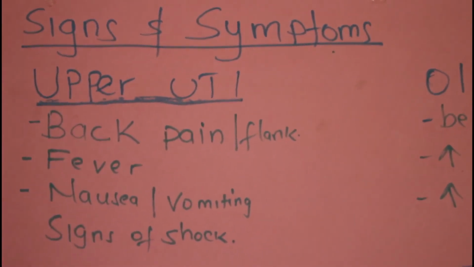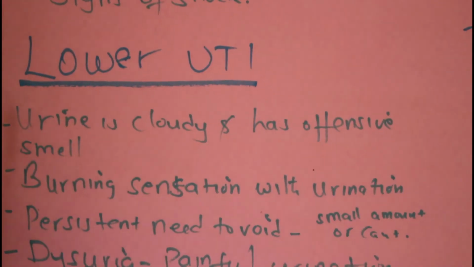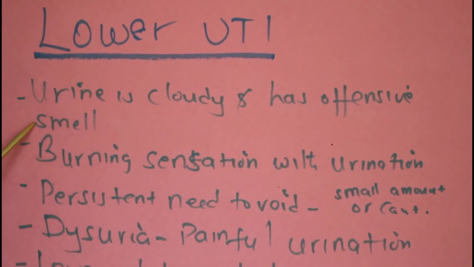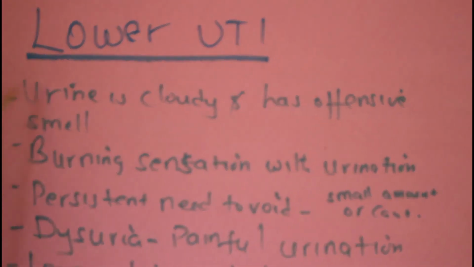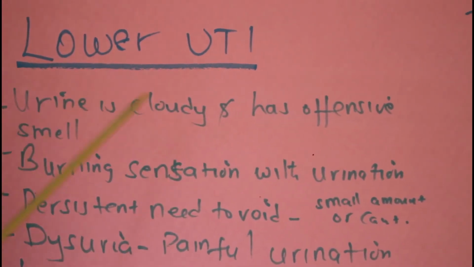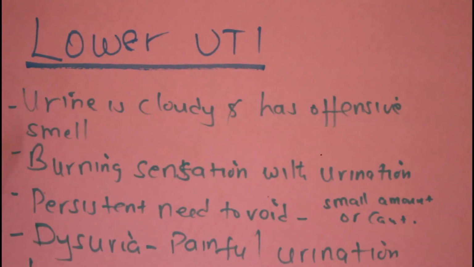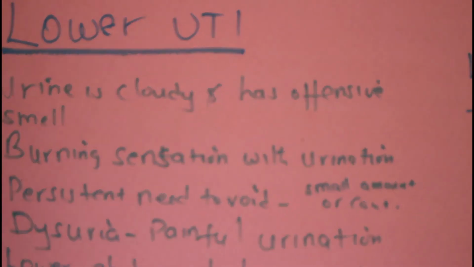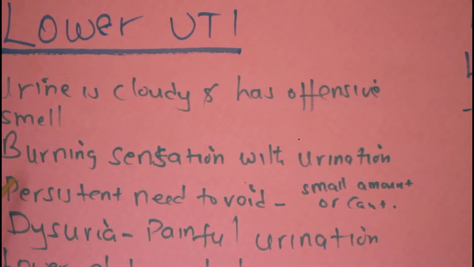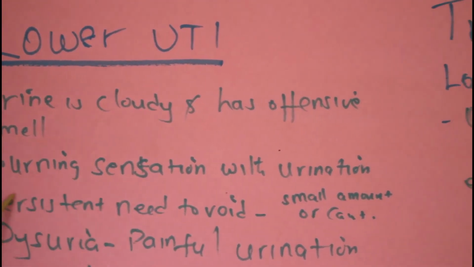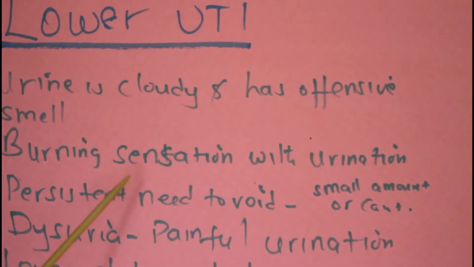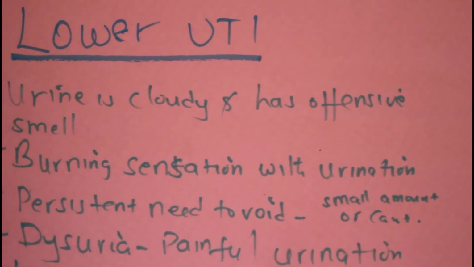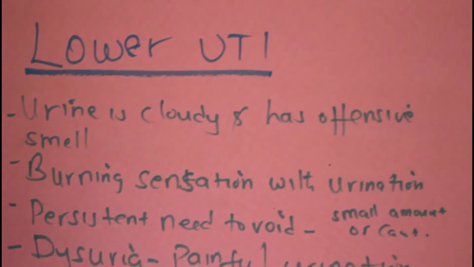So in the lower UTI, we will present with the following. You'll have cloudy urine, which has an offensive smell. This is because of the pus cells and also the white blood cells in the urine. Another one is having a burning sensation with urination. Persistent need to void. So these people will have a persistent need to urinate. When you try, you will either have a small amount or you can't urinate, but you have the urge.